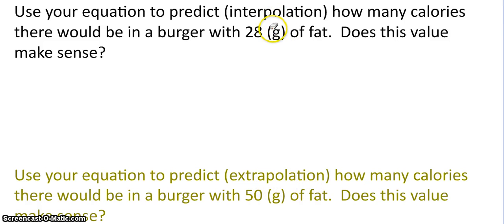It's called interpolation because 28 grams is within the domain of data, or the interval of data which we were given for fat. 50 is outside of that. That's why this is called extrapolation. So pause the video, answer both of them, and then unpause when you want to discuss. And by discuss, as always, I mean just listen to me talk in my lovely, calming, soothing voice.